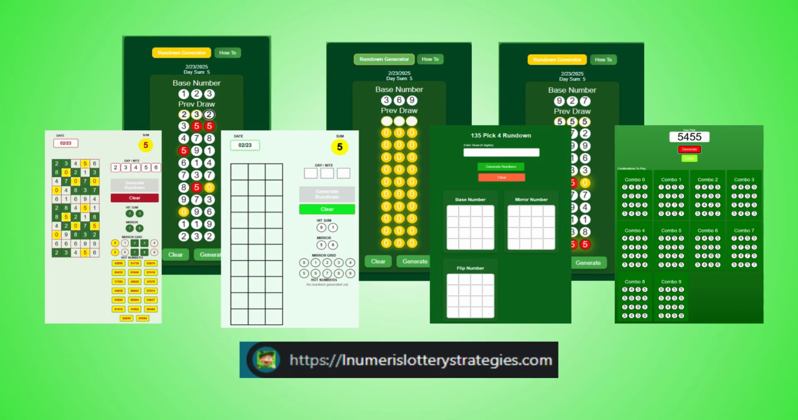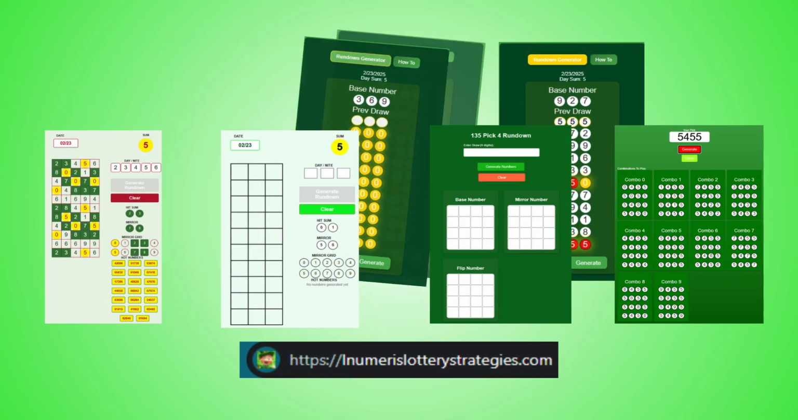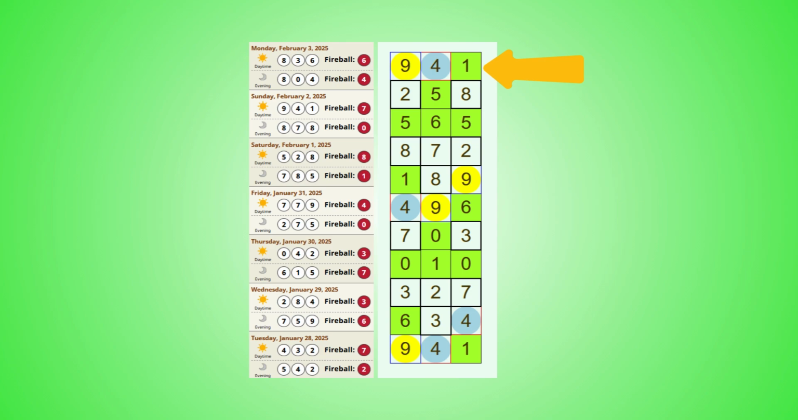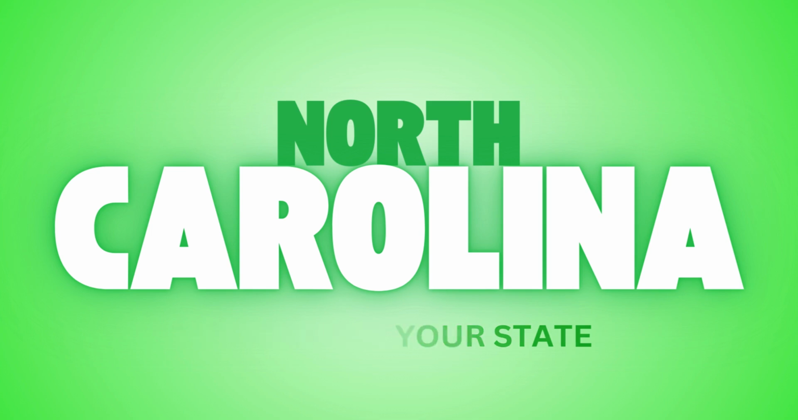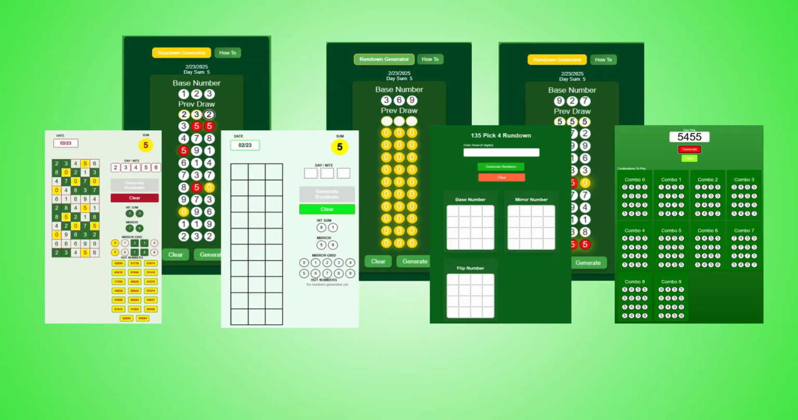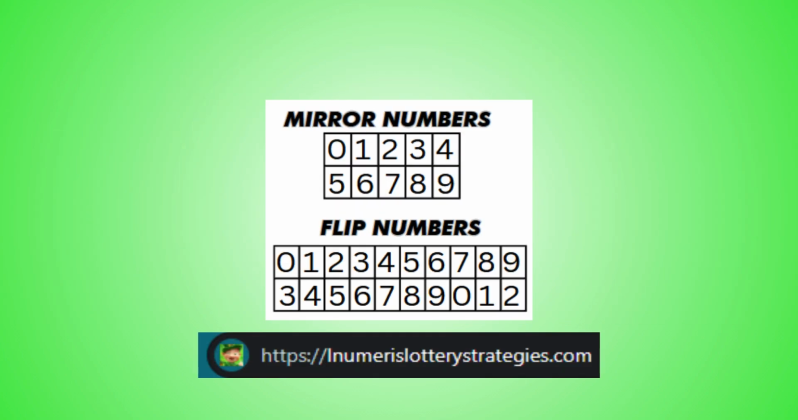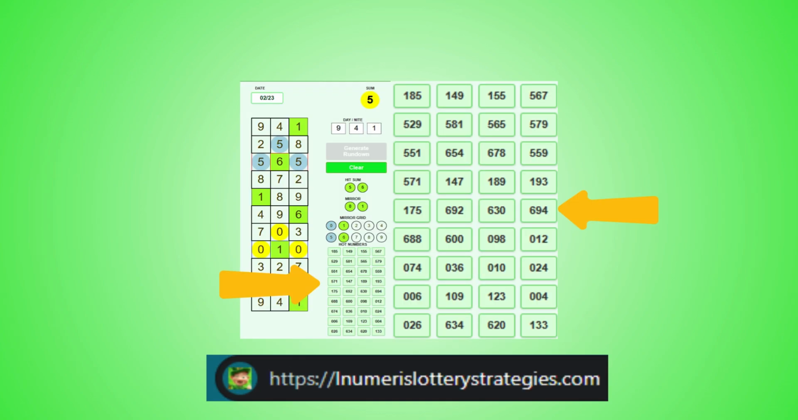Different generators work better for different states. Since 941 has an odd number, I choose a generator with odd numbers to run the workout. This 317 method seems to be working well for North Carolina. Try it out using different generators, there are many available. Pay attention to your mirrors and flips to refine your picks. The bottom of the generator output also suggests plays, so check if your numbers show up there too.